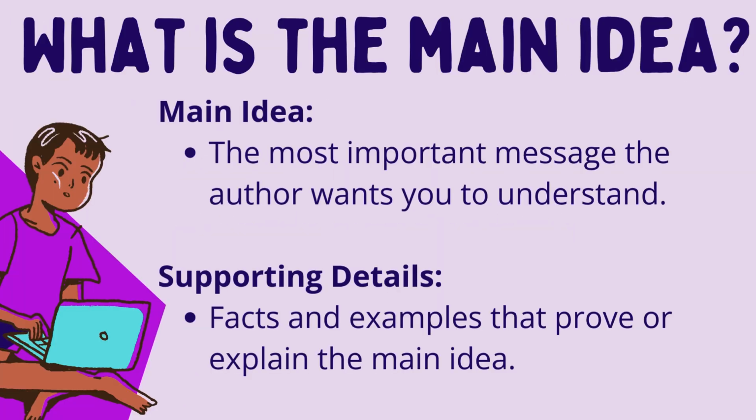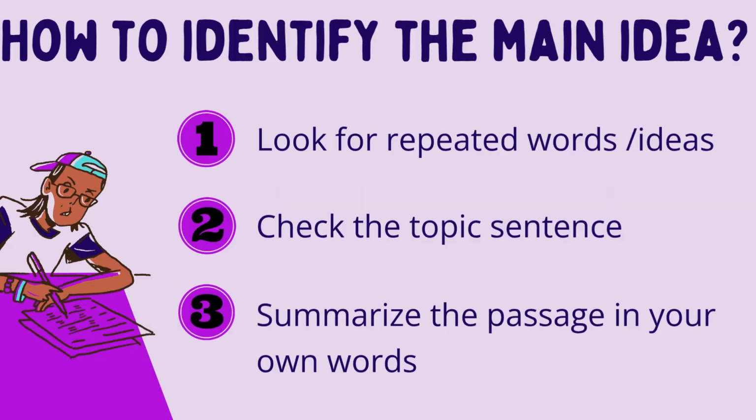The main idea is the most important message the author wants you to understand. Supporting details are the facts and examples that prove or explain that message. Think of the main idea as the big point and the details as the evidence. To identify the main idea, look for repeated words or ideas. Check the topic sentence of the paragraph and summarize the passage in your own words. These strategies make finding the main idea much easier.